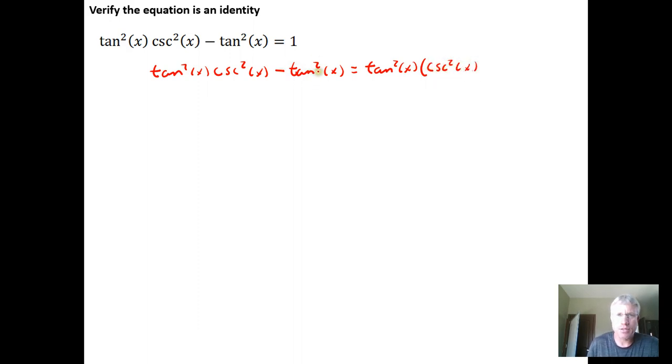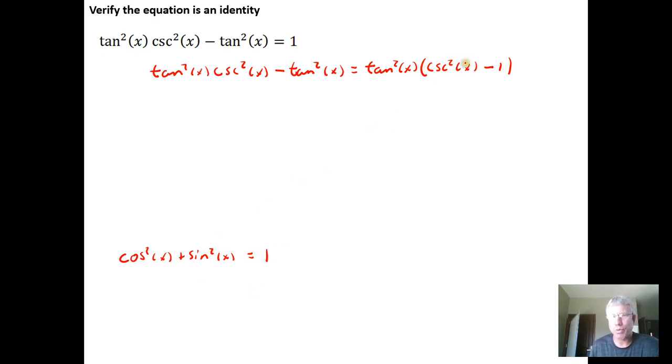And factoring a tangent squared from here would leave a minus 1. And now I see a difference of two squares sitting here, which makes me think that there's a Pythagorean identity looking at me. So I remember that cosine squared plus sine squared equals 1. Until you memorize all three, you can always manipulate this basic Pythagorean identity to get the others.